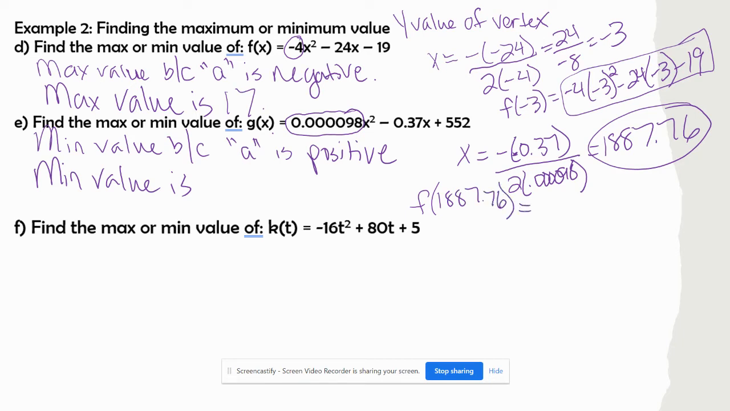And round that answer, when I plug that in, we get 202.77. So our minimum value is roughly about 203 if they asked us to round it.